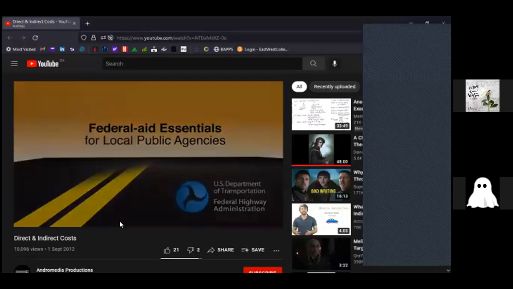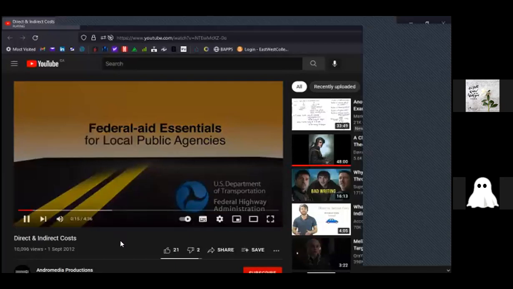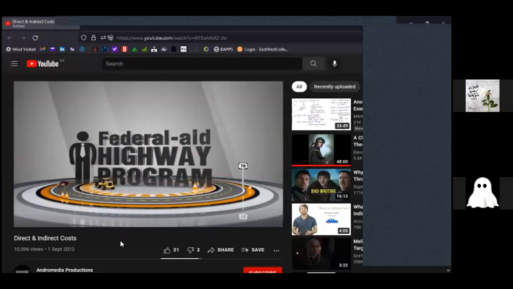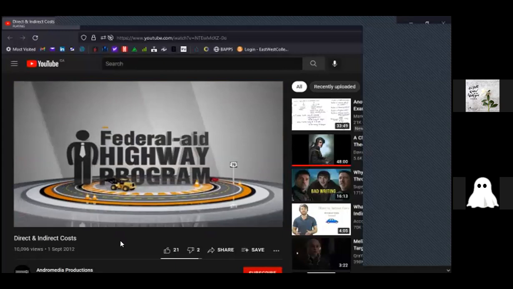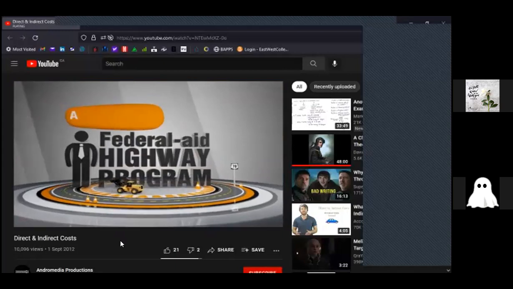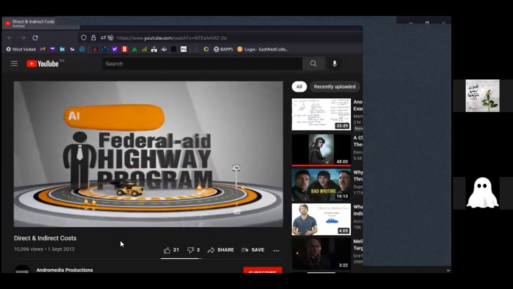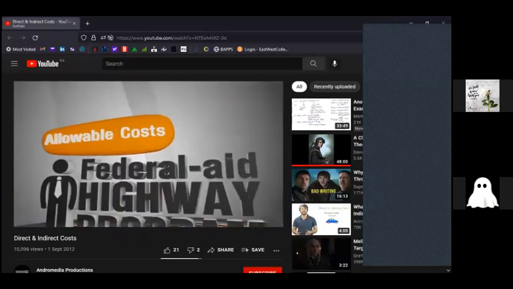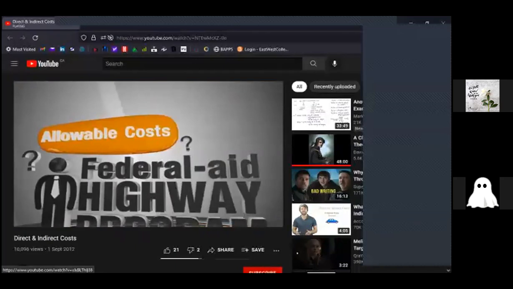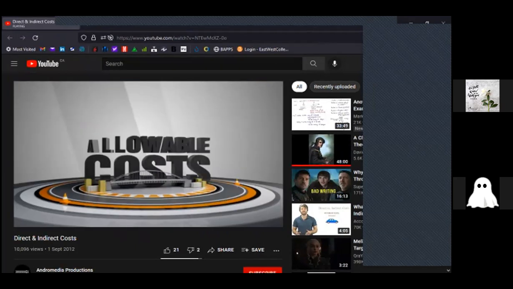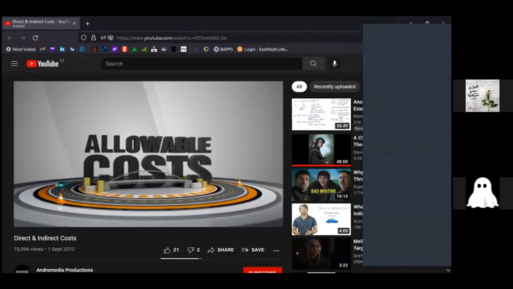The Federal Aid Highway Program supports local public agencies, or LPAs, with funding for highway-related construction projects. This funding is in the form of reimbursements or payments for allowable project expenses. In deciding whether and how to apply for funding, LPAs need to know which project costs are allowable to qualify for reimbursement. There are three basic conditions an expense must meet in order to qualify as allowable.